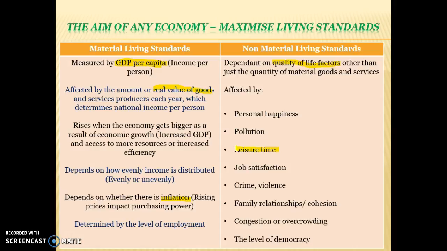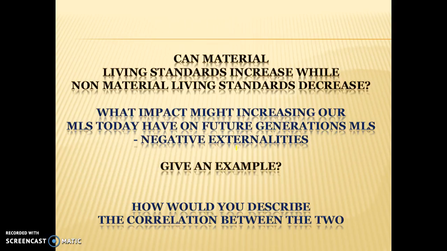Job satisfaction, crime and violence. So we might have rich people, but they might be in constant fear that their house is going to get burgled. Family relationships and cohesion, congestion or overcrowding, the level of democracy or the say that people have in their economy or their political system. So all of these things are affecting our non-material living standards. And there is not always a direct correlation between material and non-material living standards.